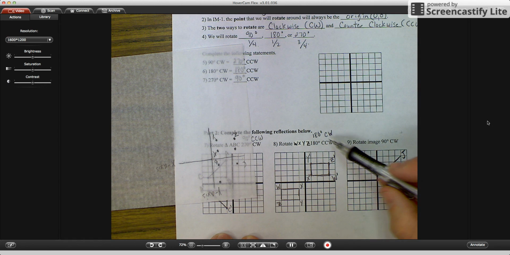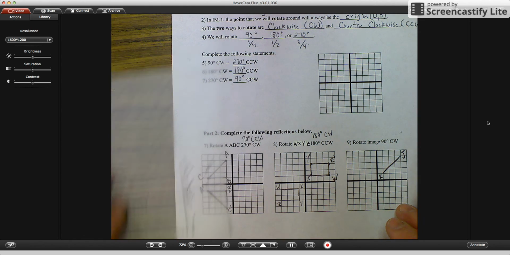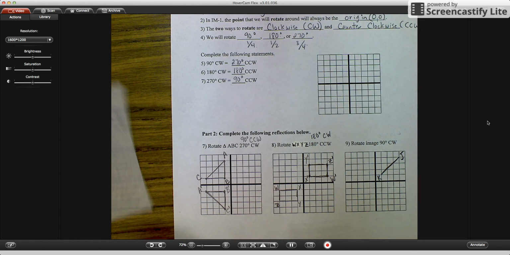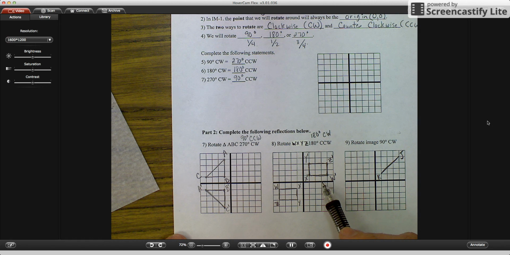And I'm going to let you know, oftentimes when they're doing 180 degrees, they will not give you a direction, either clockwise or counterclockwise, because it doesn't matter what direction you use. Okay? Those are 2 examples that we have done on rotations.